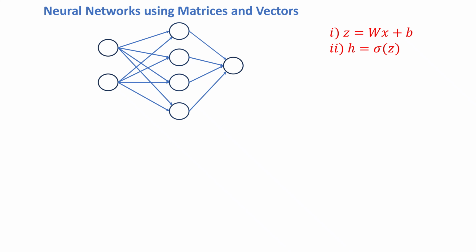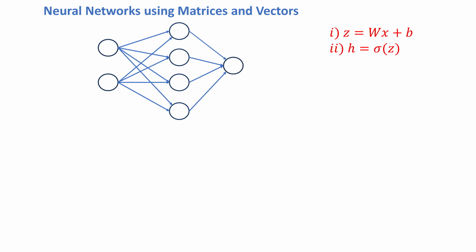Neural networks using matrices and vectors. So far we have been using scalars to design neural networks. So in this video, we will be designing neural networks using matrices and vectors. The process and method, everything will be the same, but instead of using scalars, we will use matrices and vectors.